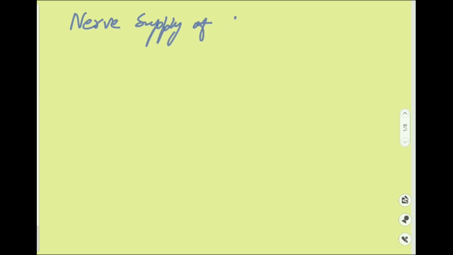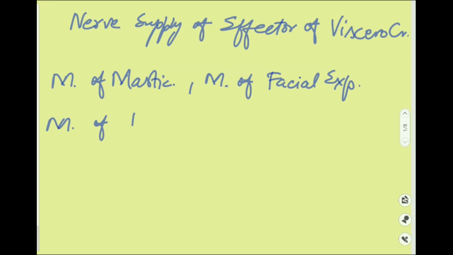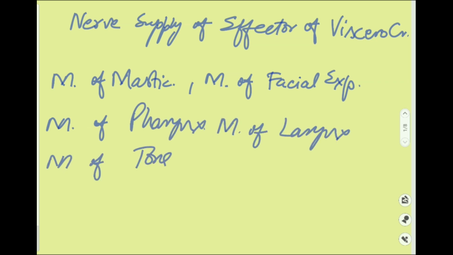In this video lecture, I am going to describe all the effectors of viscerocranium, that is viscera outside the skull. It includes muscles of mastication, muscles of facial expression, muscles of pharynx, muscles of tongue, muscles of palate, and all the smooth muscles and glands.